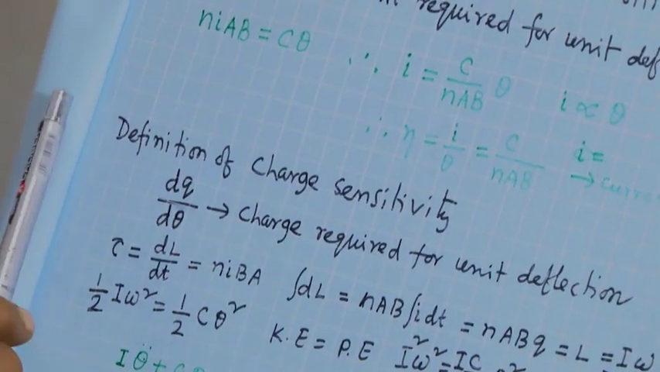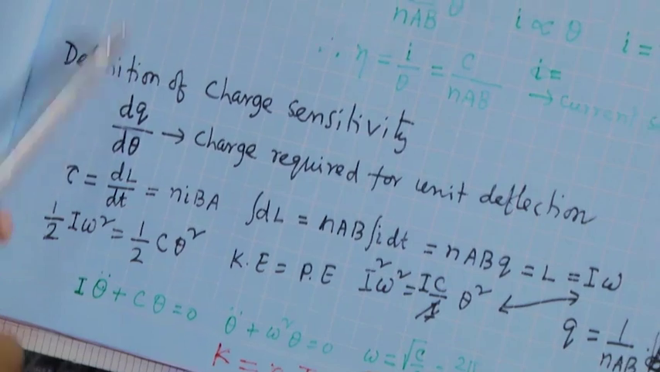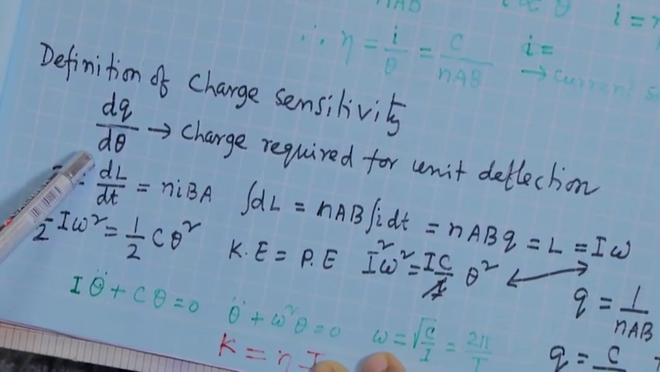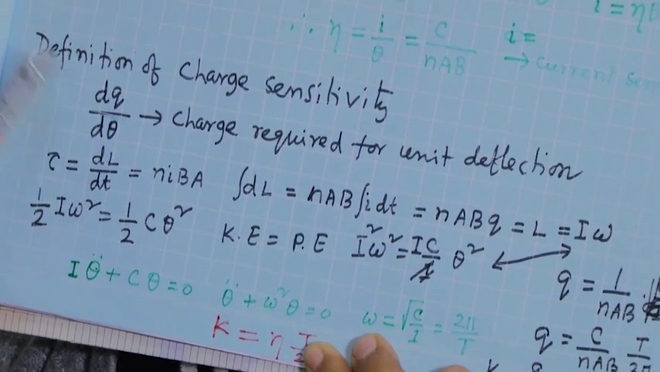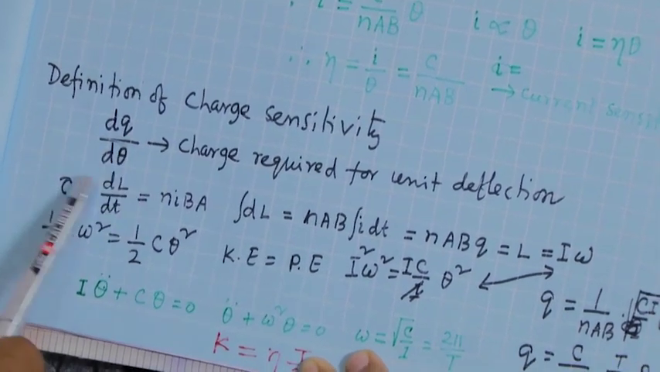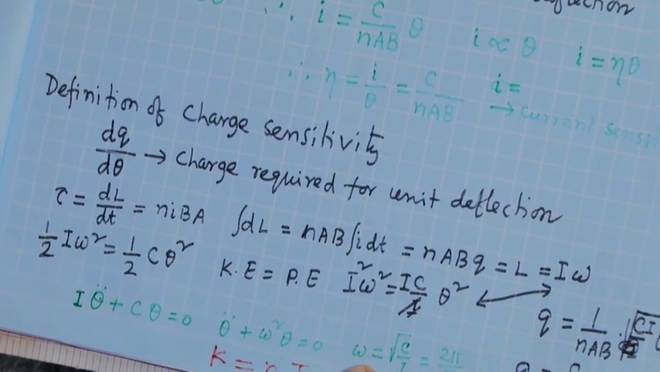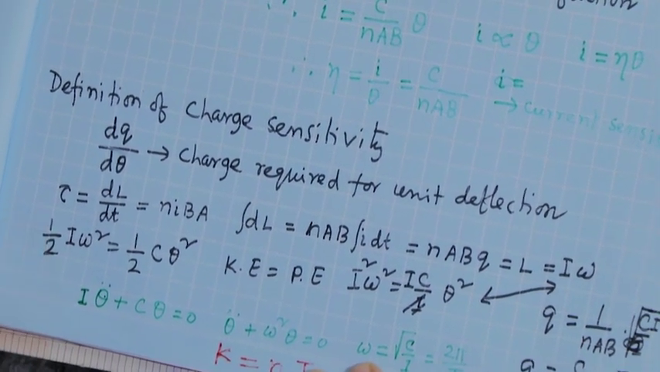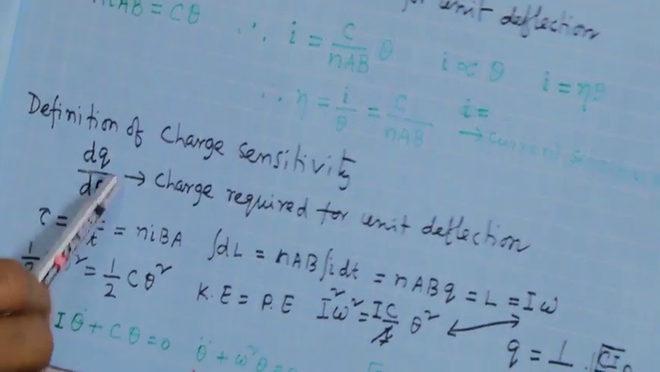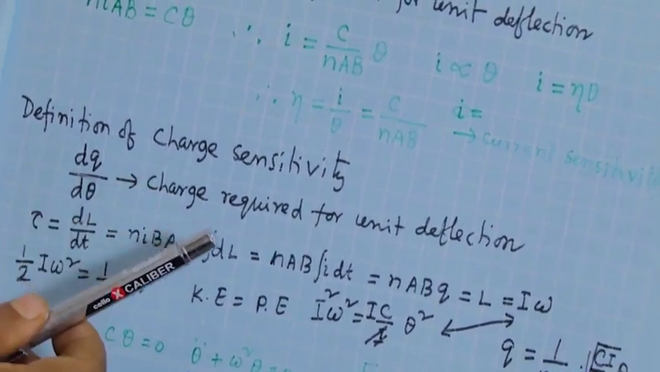Then the next definition is charge sensitivity. This is dq by dθ, similar to dI by dθ. Again, how much charge is required for unit deflection? That is the charge sensitivity. If a small charge is required, then the sensitivity is better. When the magnitude gets lower and lower, the sensitivity will be better and better, right.